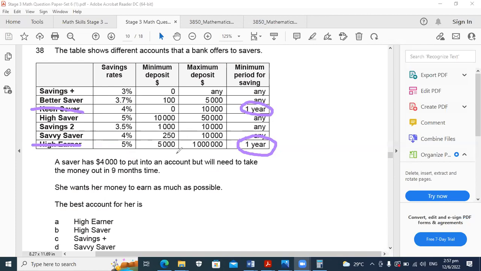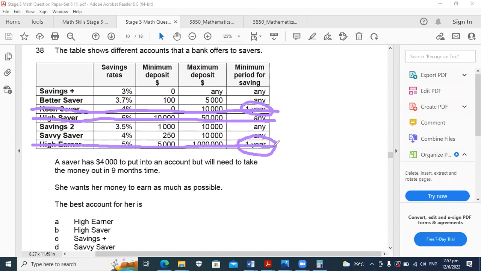We also have to rule out this one, not true? Yes, sir. Because guess what? They say the minimum deposit is what? 10 grand, but you only have what? 4 grand. So you can't use that account there. You with me, guys? Yes, sir. So that's gone. That's how you have to reason it out, you know.